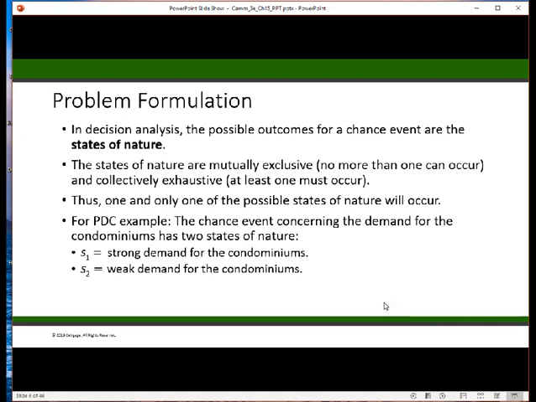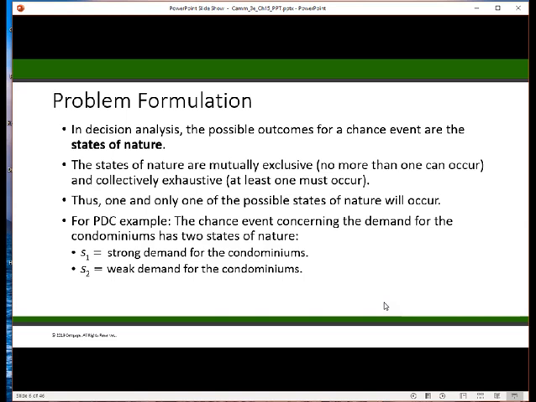So in decision analysis, there are different outcomes, same as with a random variable that we've been dealing with in our other business analytics all the way up through chapter 14. The possible outcomes for a chance event are the states of nature. We might have called it a level of the random variable.